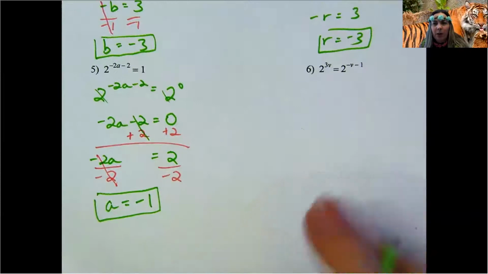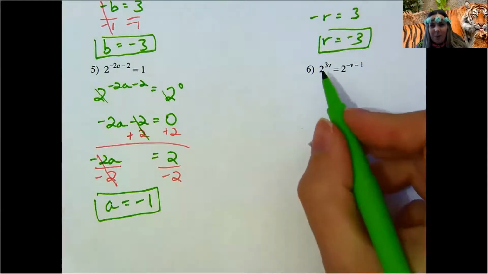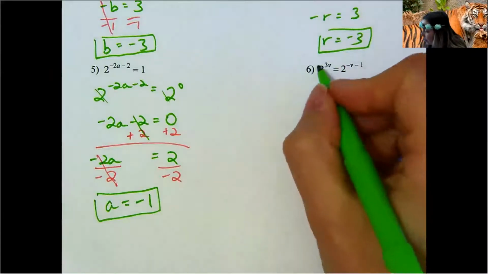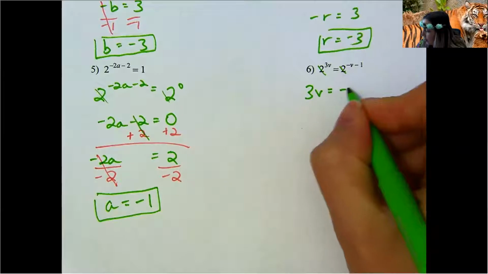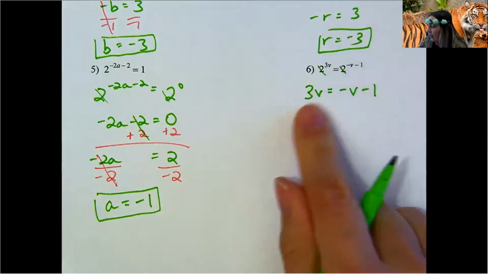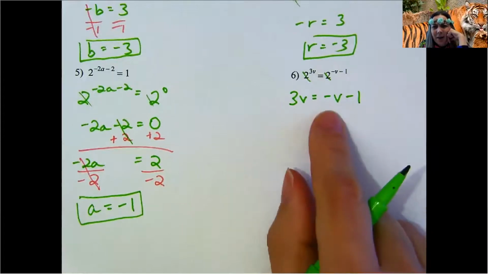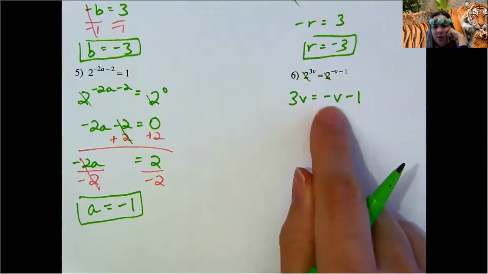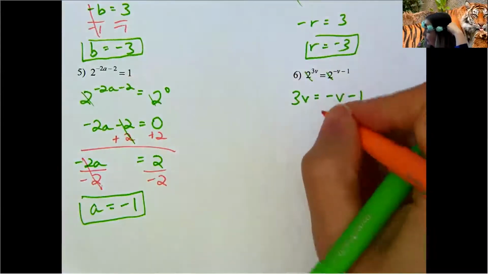All right, one more to go. Oh, look at that easy one sneaking in at the end. The bases are already the same. So we can just move past it and focus on the exponents. So you have 3v equals negative v plus 1. Okay, I need to get my v's together. So what's the opposite of minusing v? That's right, adding v.